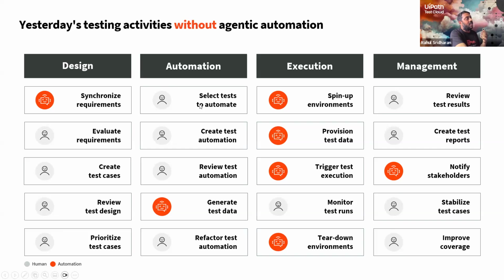So each of these boxes that you see here is nothing but the individual tasks that you would do within that particular bucket. For example, when you're designing, you would get your requirements from an external tool like Jira or Azure DevOps. You will evaluate the requirement, and then you will try to design test cases based on the requirements. Traditionally in testing, a lot of this was done manually by humans, and there were very few tasks which could be automated, right?